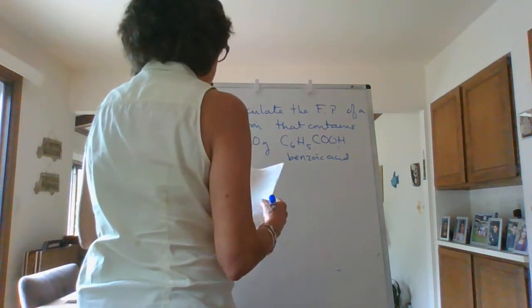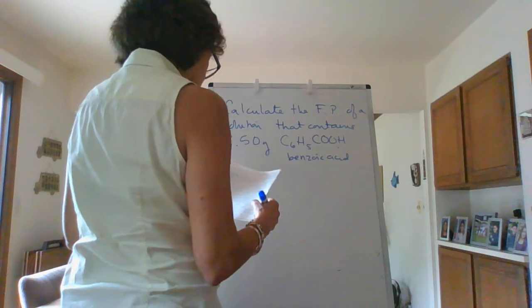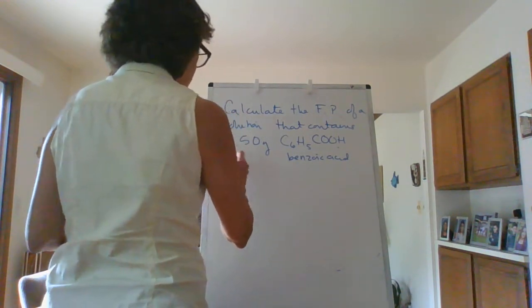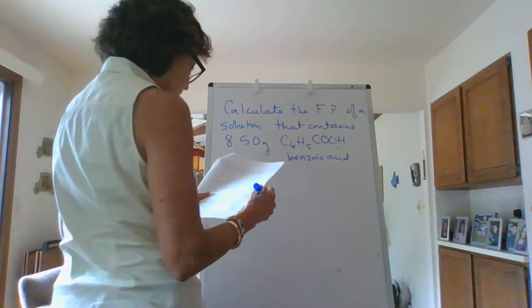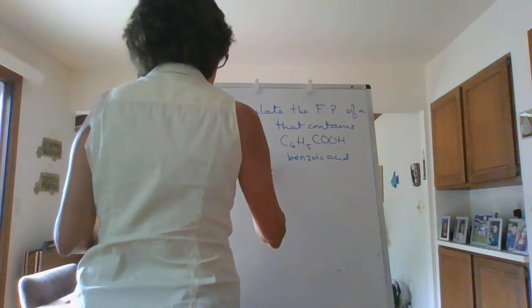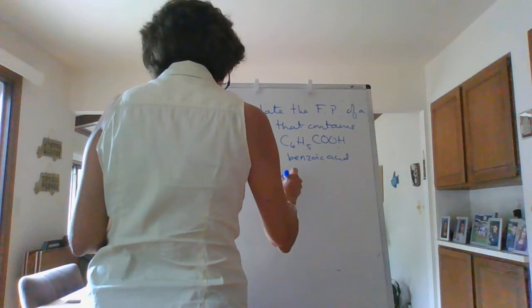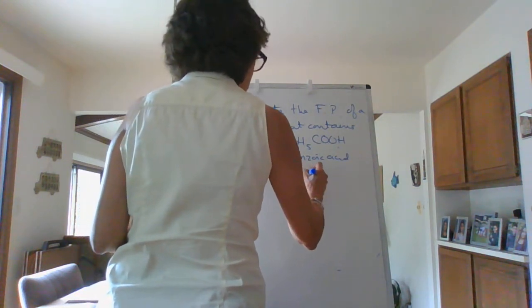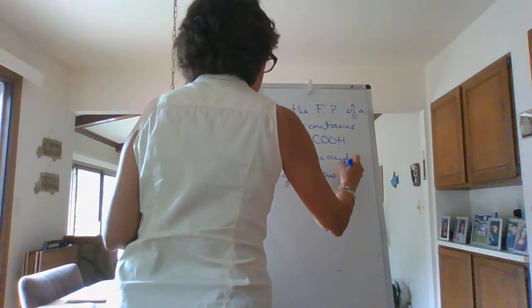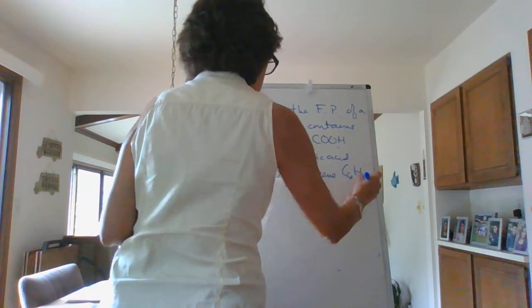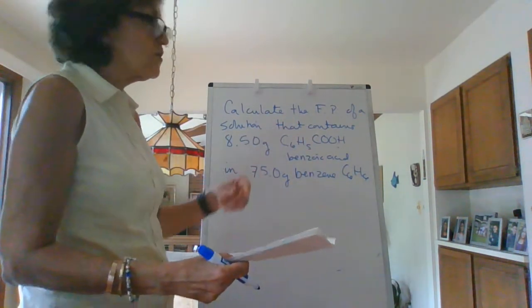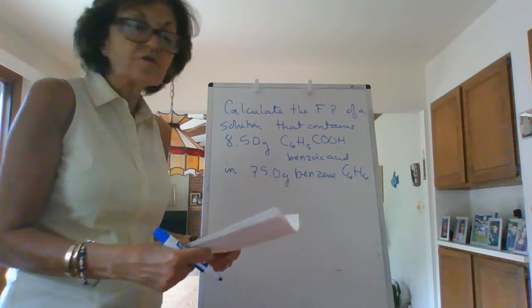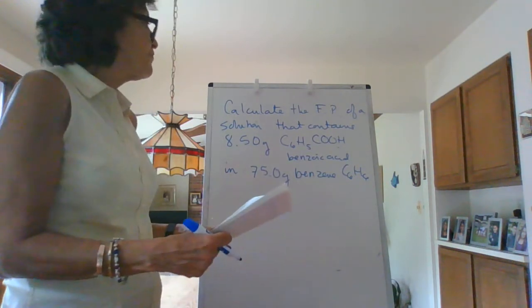So that contains 8.50 grams of benzoic acid in, remember keyword in, so this is the solute, the next one is the solvent, in 75.0 grams of benzene, C6H6. So the benzene is the solvent, the benzoic acid is the solute. We want to know the freezing point.